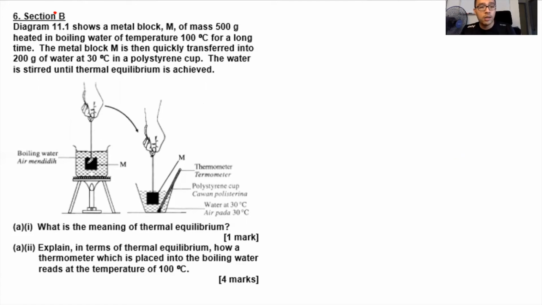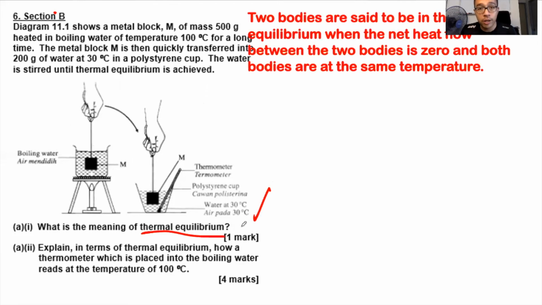So, a metal block over here, then you put it inside the polystyrene cup at 30 degrees Celsius. What is the meaning of thermal equilibrium? Thermal equilibrium is when the net heat flow is 0. Okay, and both bodies are at the same temperature. One of the definitions that you really have to remember, two important things. Okay, two things happen when two objects are in thermal equilibrium: net heat flow is 0, temperature is the same.